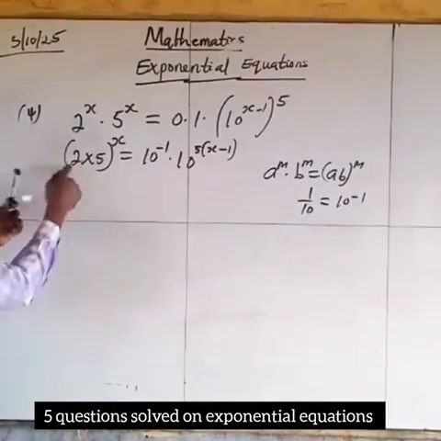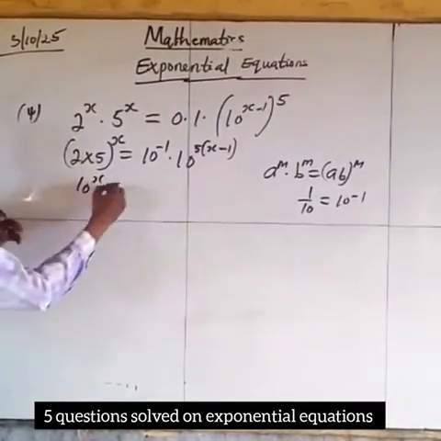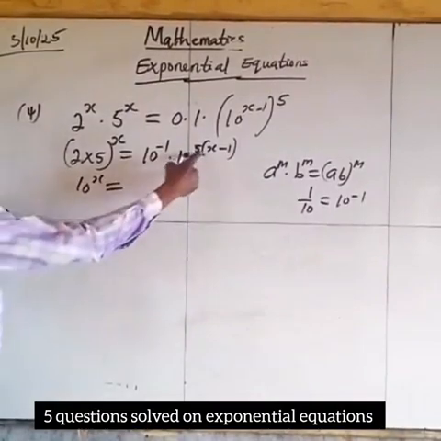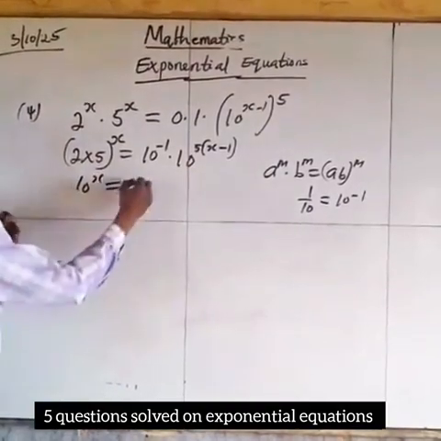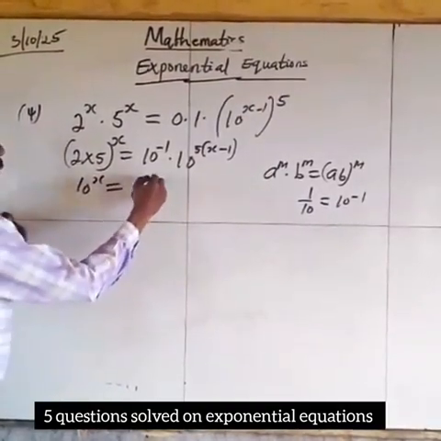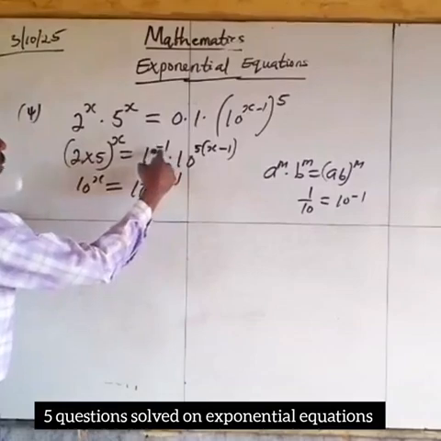Now let us go. So here we have 2 times 5 is 10 raised to the power x on my left. Then equal to, here, the same base. We are going to add up the power, which will now give us 10 raised to the power x, 10 raised to the power 5 into x minus 1. Then we have a negative 1 here.